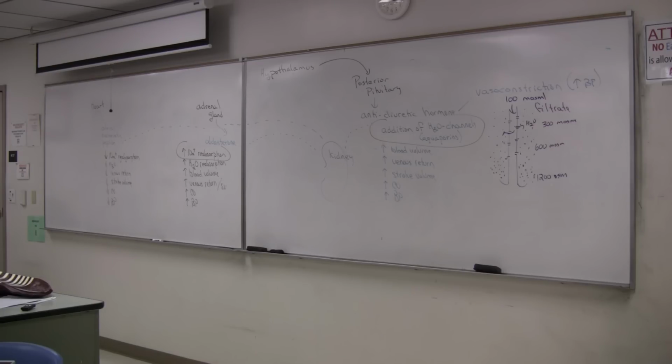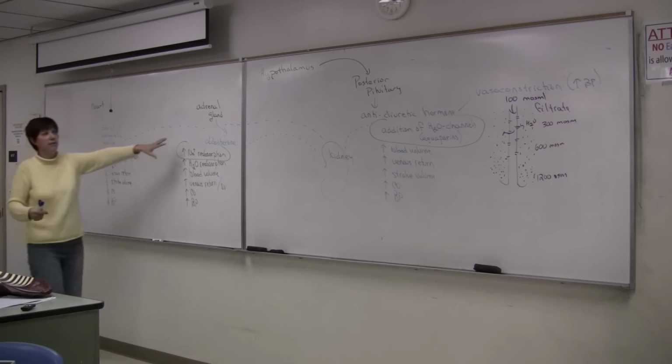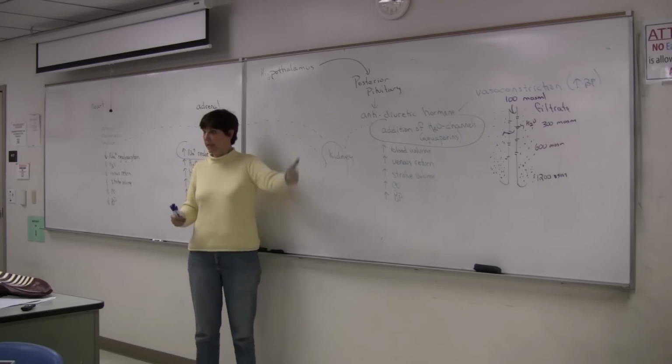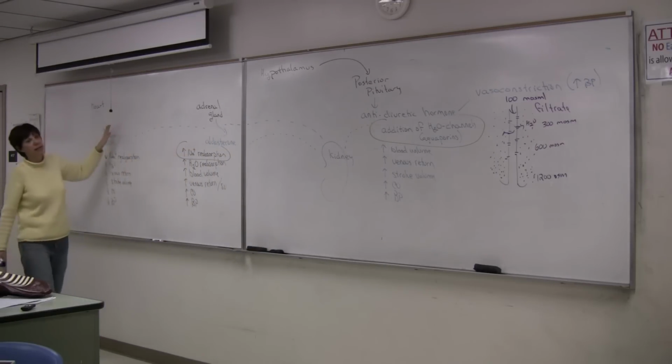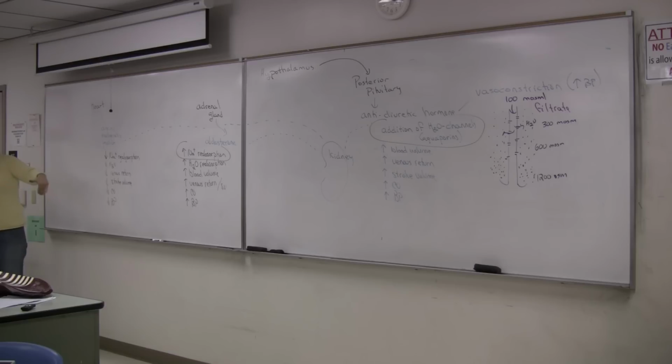Okay, so this is where we're going to stop. Aldosterone and antidiuretic hormone both increase blood pressure by increasing venous return. Atrial natriuretic peptide decreases blood pressure by decreasing venous return, decreasing the amount of fluid volume. All right, so we'll stop there.